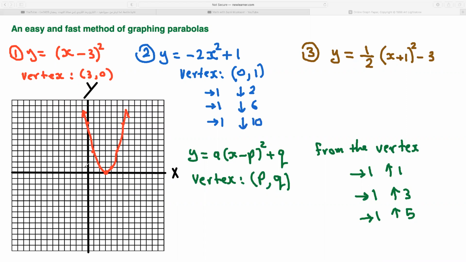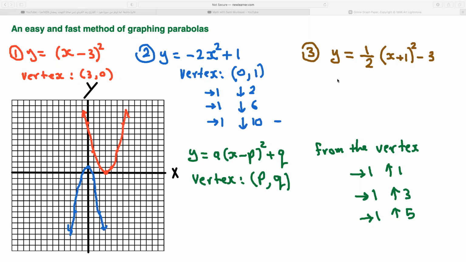Now if we plot this, the vertex at 0 and 1, out 1, down 2, and then out 1, down 6, 1, 2, 3, 4, 5, 6. I'm not going to bother with the last point because I don't have anywhere to fit it. Then just reflect these into the axis of symmetry, which is right here, and you get your other points. And this is your parabola right there.